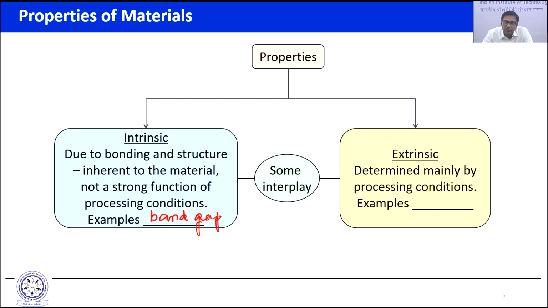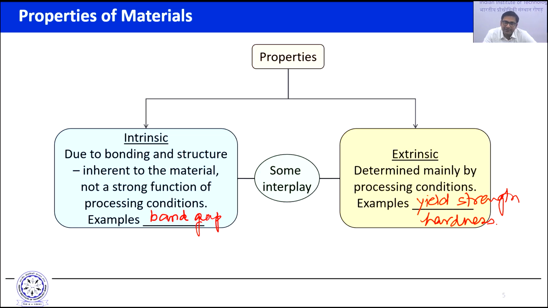So once again, go ahead, pause the video and think of some suitable examples. Some examples of extrinsic properties could be things like, let us say, the yield strength, or it could be something like the hardness of a material. Depending on what the grain size is, all of these properties can change, and you can tune the grain size by tuning the processing method.